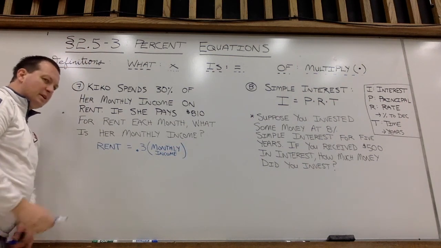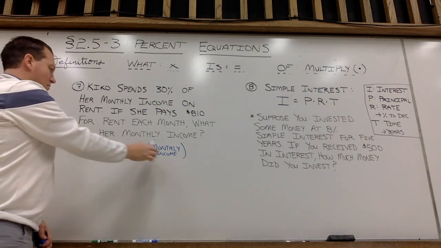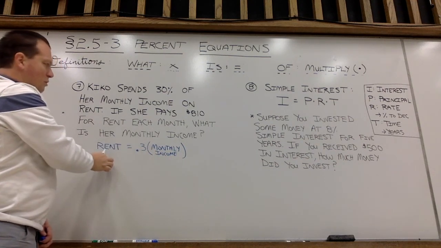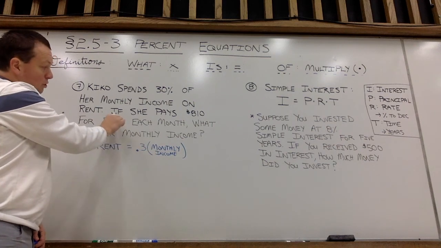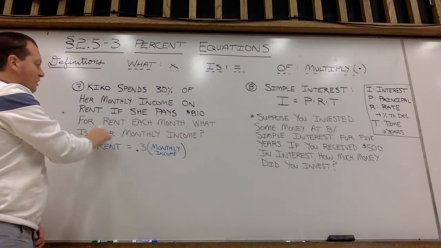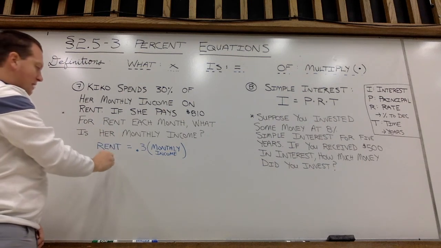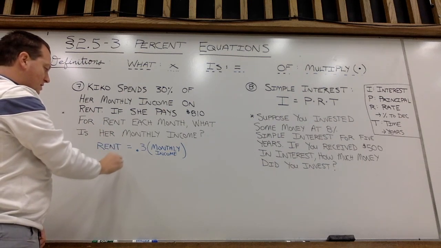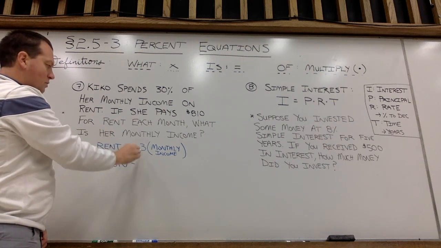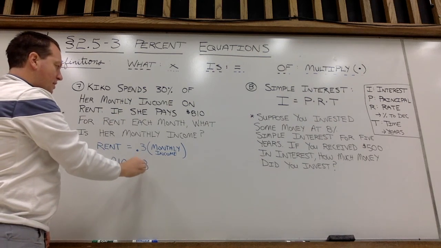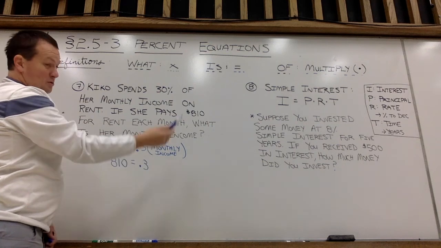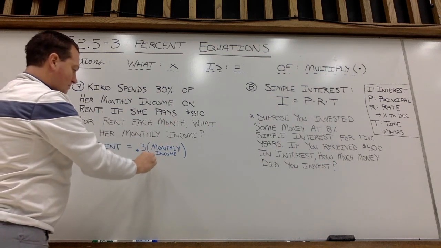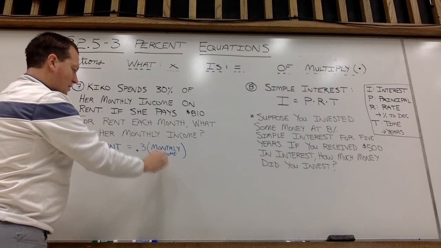So we're going to fill in the given dollar amount. Do we know how much rent she pays, or do we know her monthly income? Well, we're told she pays $810 for rent. So for rent, I'm going to plug in 810 equals 30%, 0.3, what is her monthly income? That's what we're trying to find, her monthly income. I'll use M for monthly income.